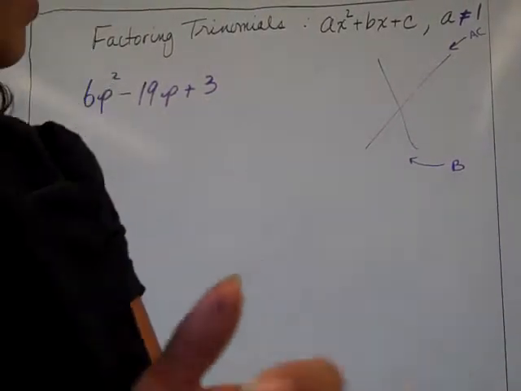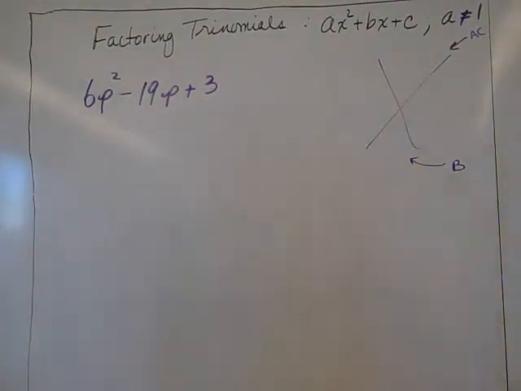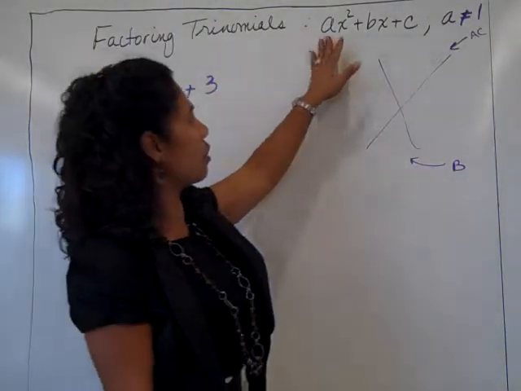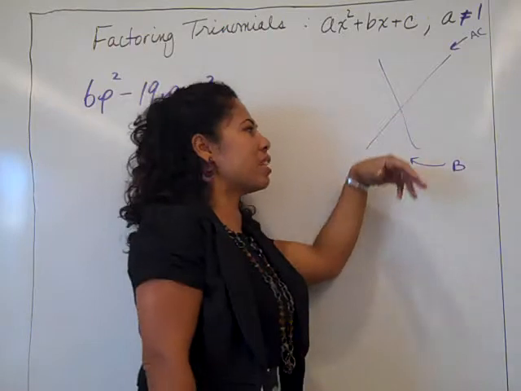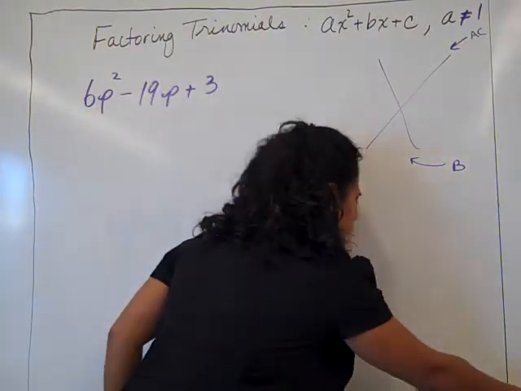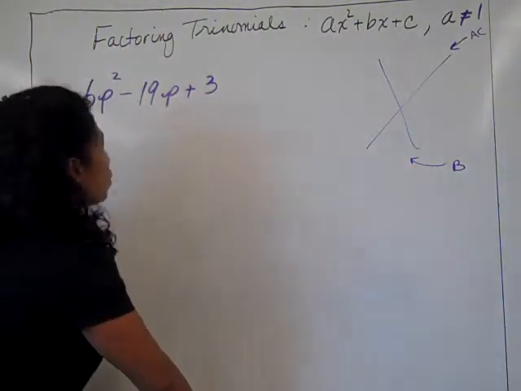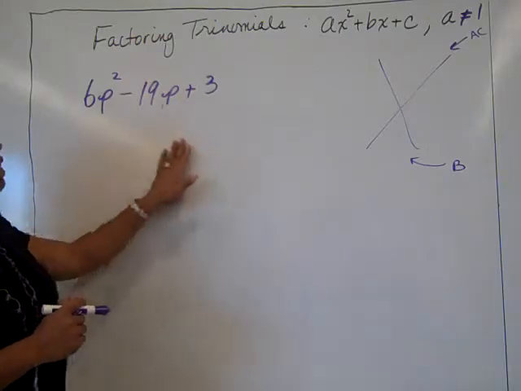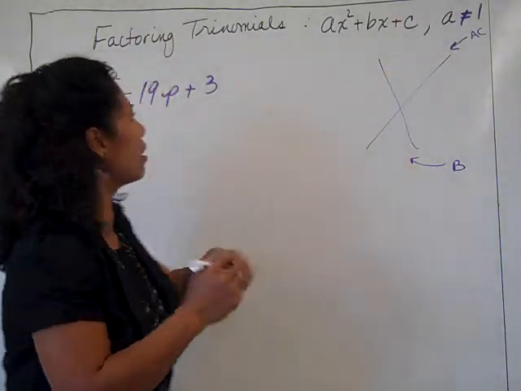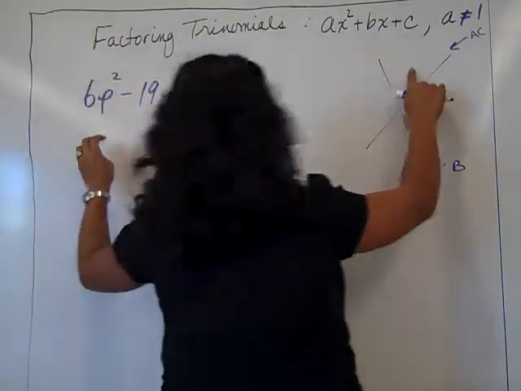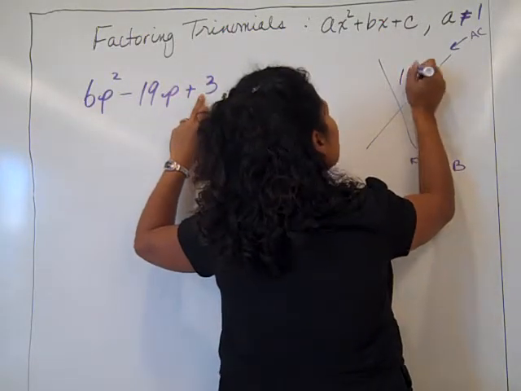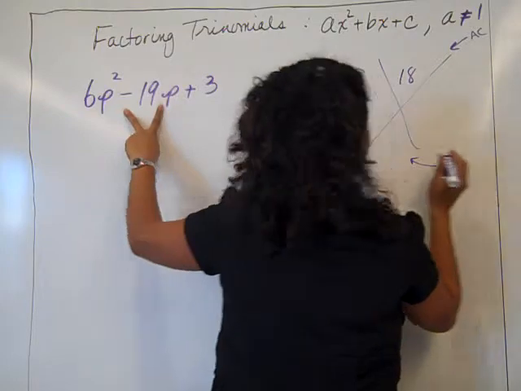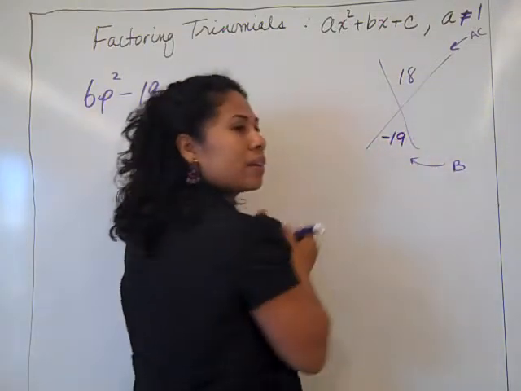Okay. So now let's do another factoring trinomials problem, when the coefficient of x squared is not a 1. Once it's not 1, we need to find ways to make this process a little bit smoother. So we're going to use the AC method. What's AC? This is A, this is C, that would be 18. And what's your B? Negative 19.